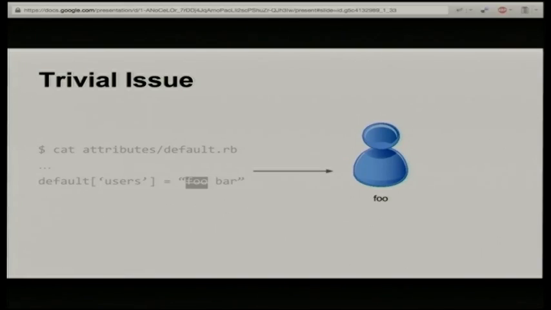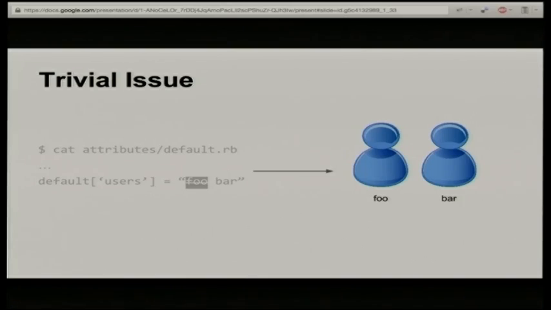Then we realize that we don't want the foo user anymore. We want a bar user. So we comment out foo user, we remove it from our configuration. We run Chef Client, Ansible, Puppet, whatever you want on systems. And what you get is that you get foo and bar on nodes.